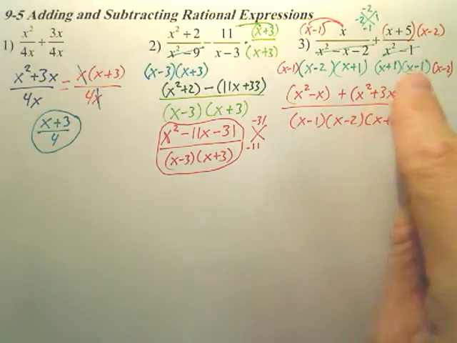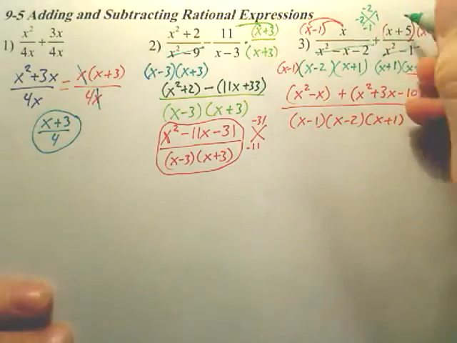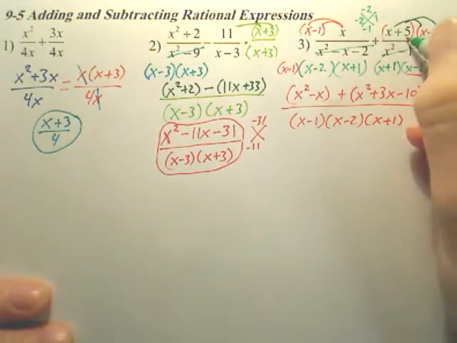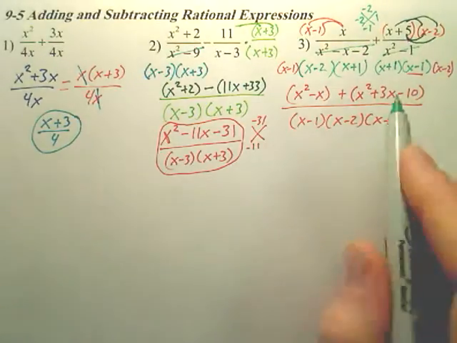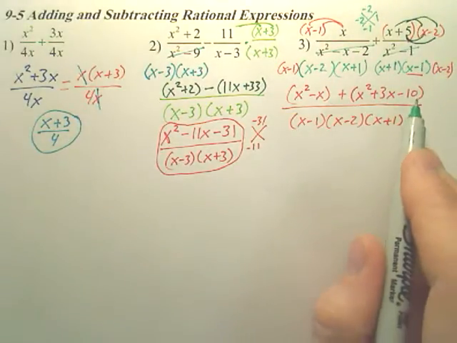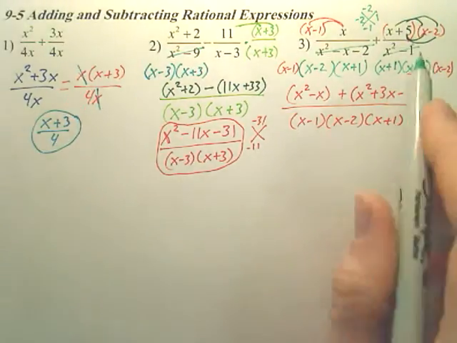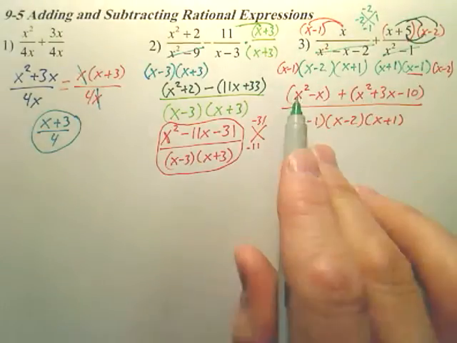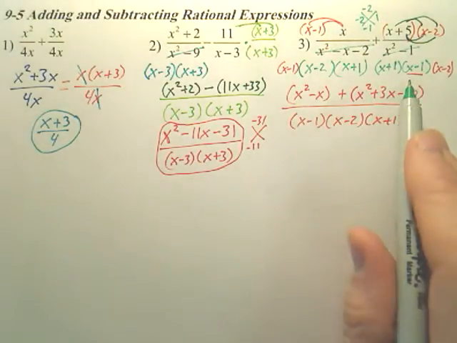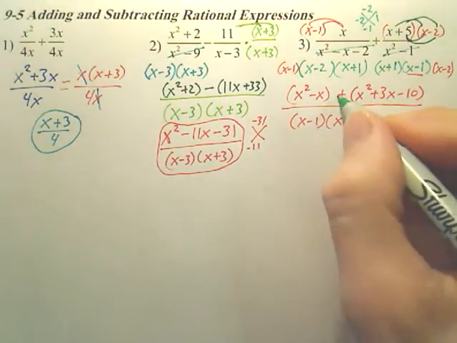Again, how did I get this right here? I FOILed this. This is called foiling. I FOILed it, and I kind of did it in my head. So when I FOILed this, I got this. When I distributed this, I got this. They both have the same denominators, and you're adding.